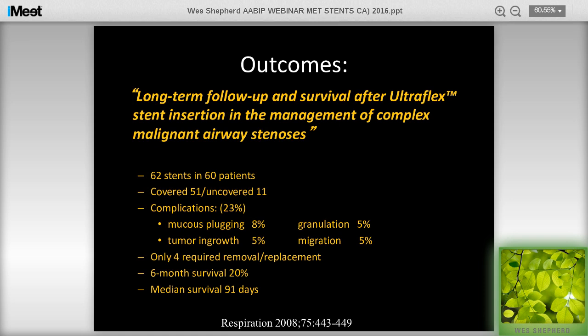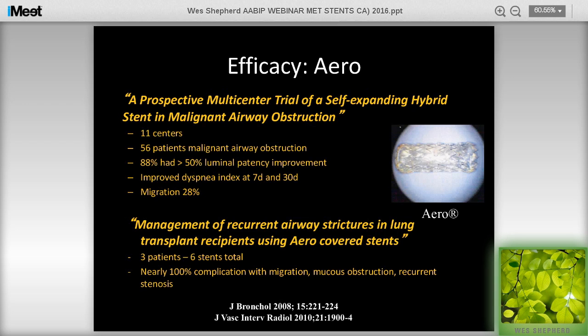This is a little bit newer paper looking at long-term follow-up in Ultraflex, specifically for malignant airway stenosis, 60 patients, mostly covered stents, and again, fairly routine complication findings with mucus plugging, tumor ingrowth, granulation tissue, and again, a fairly low migration rate with a median survival of about 3 months.